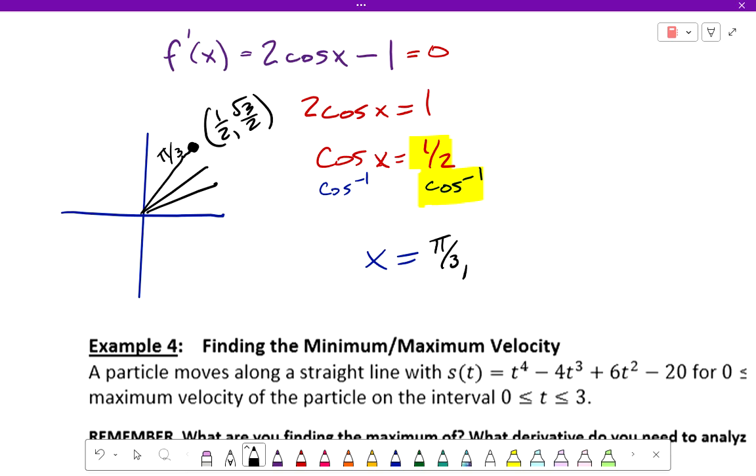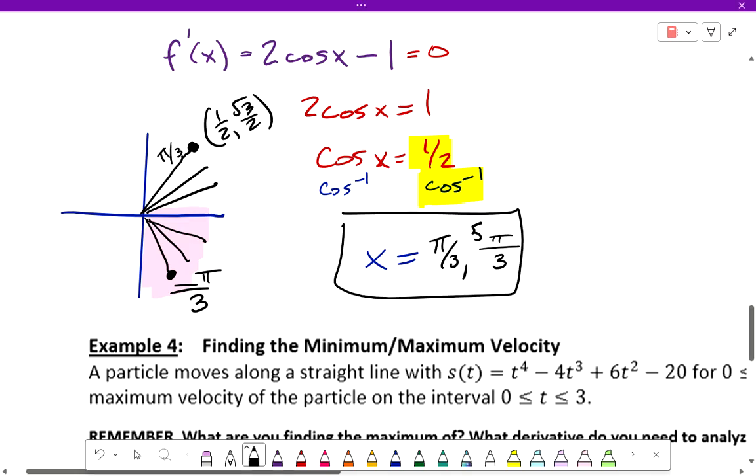In what other quadrant is my x going to be a positive 1/2? In the fourth quadrant, because I want my x to be positive. You've got the same 3 lines. The good news is it's going to be some pi over 3. You just need to know what the numerator is. What's the numerator going to be in the fourth quadrant? It is 5 pi over 3. It is double minus 1, 5 pi over 3. All right, so we've got these two values: pi over 3 and 5 pi over 3.